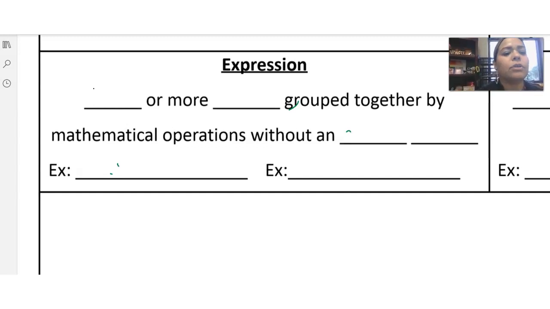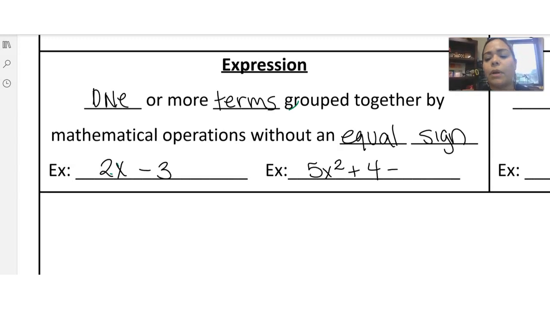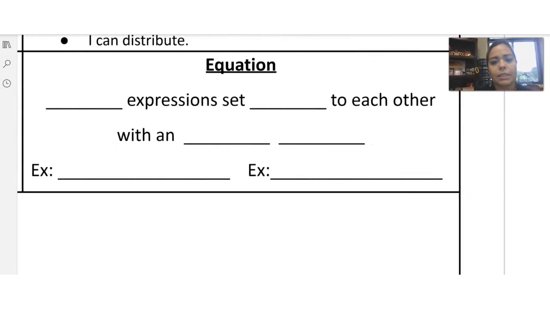Expressions are one or more terms grouped together by mathematical operations without an equal sign. For example, we have 2x minus 3. Notice how that does not have an equal sign, therefore it is called an expression. Another example is 5x squared plus 4 minus 8z. Again, that does not have an equal sign anywhere, so it is considered an expression.